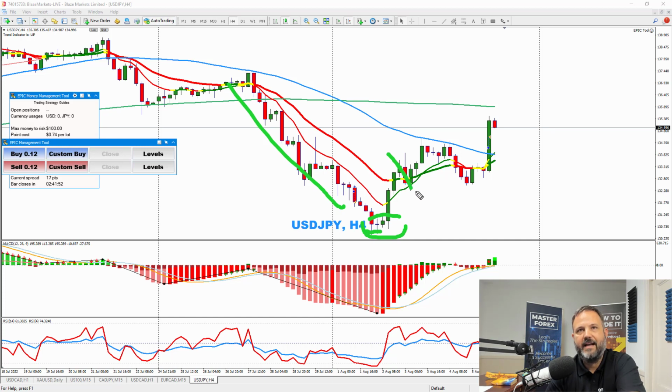Price pulled back. We got the break of the high. There's one right there. Here's another one right here. Price pulled back. We got the break, and then we went, away we go. Okay, so if you do that in the direction of the trend.